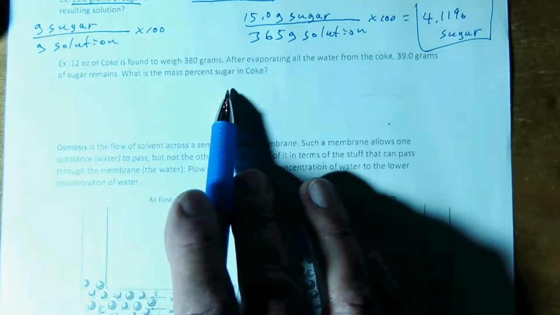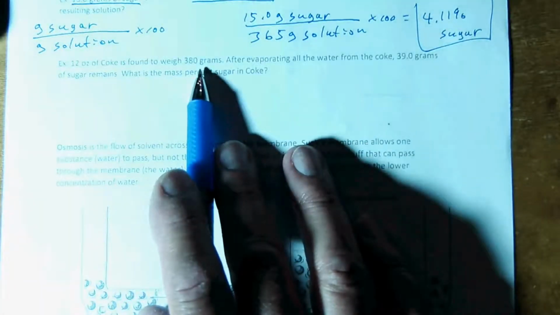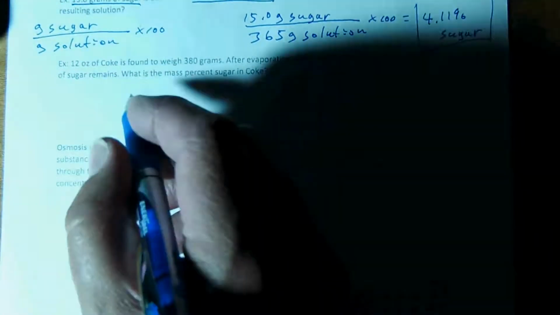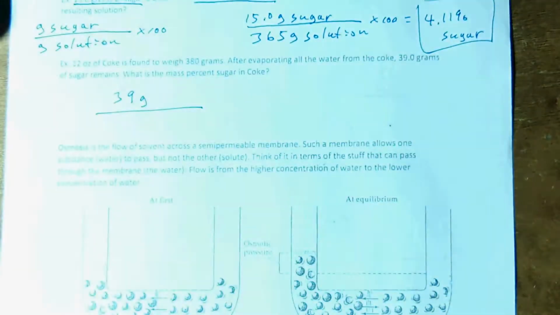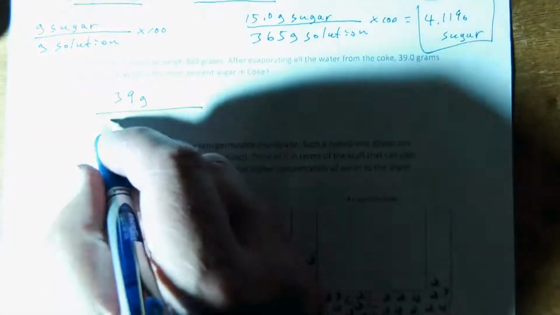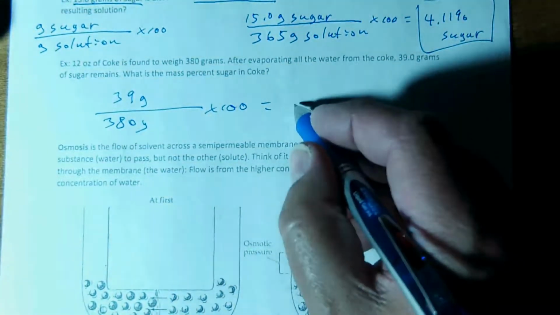Oh, the part divided by the whole times 100. So for this one, you'd get your 39 grams of sugar. The Coke is a solution of sugar and water, traces of some other things. So the Coke weighed 380 grams times 100. What is that? 10.2% sugar.